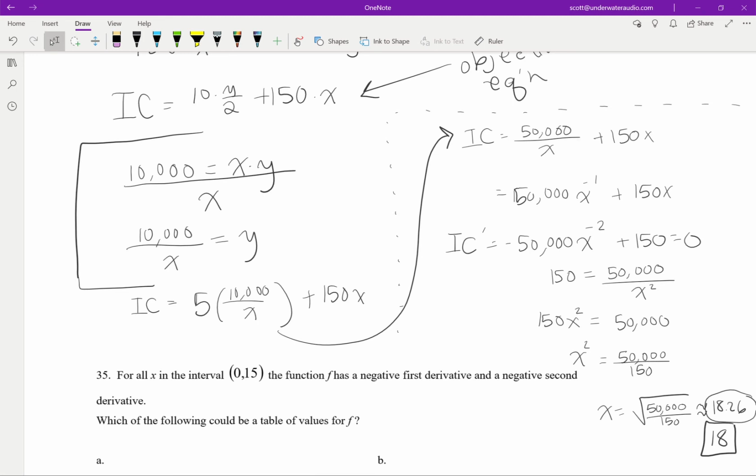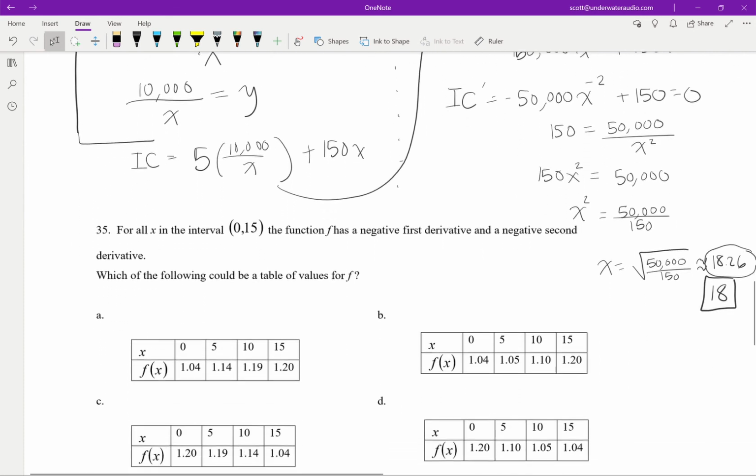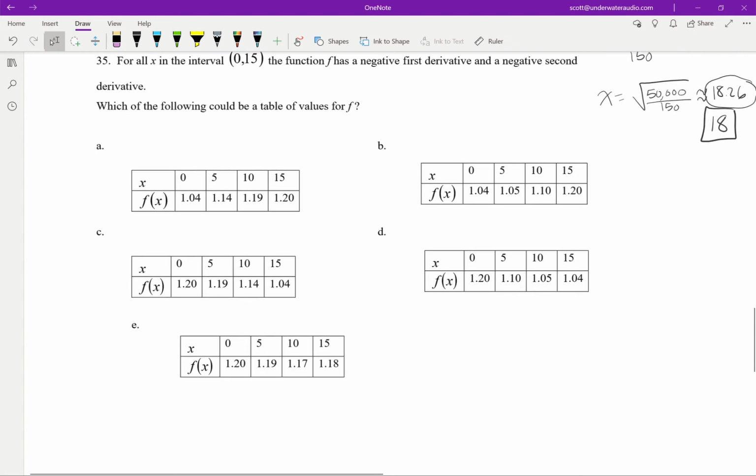So this is kind of an interesting problem. Definitely be prepared for it on the test. If you have questions, do ask on the discussion board, but I'm just going to scoot on to 35.